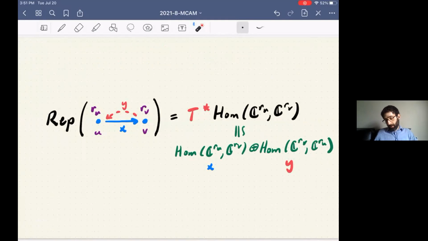So X here lives in Hom(C^RU, C^RV). Y, formally, is in Hom(C^RV, C^RU), but that's after I apply the trace pairing to this cotangent space. But you should view Y as being in the cotangent space to Hom(C^RU, C^RV) at X. And then you can view it as a map in the opposite direction by applying the natural pairing. Okay. So in any case, we have forward directions and backward is cotangent directions. And that's what we mean by a Nakajima representation.